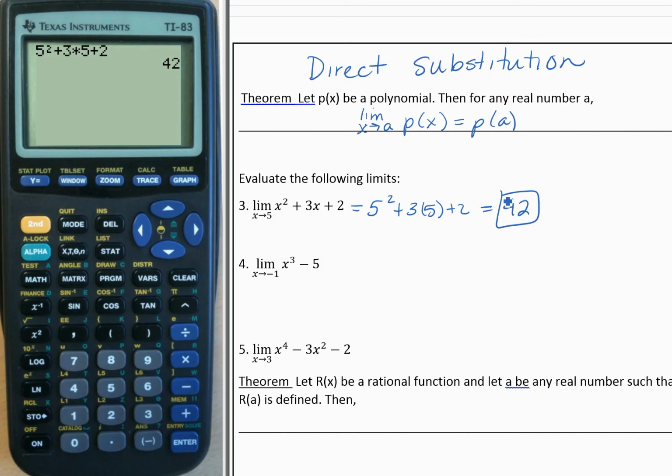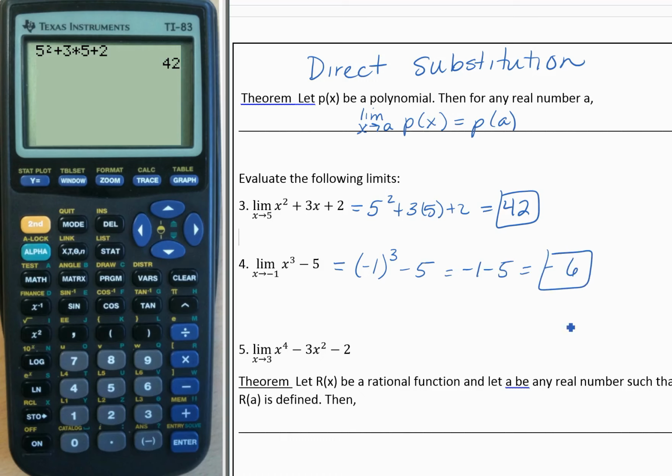The next one says the limit as x goes to -1 of x cubed minus 5. Same thing, that's a polynomial, so we're just going to plug -1 in. So -1 cubed is equal to -1, minus 5. So our limit here is -6.